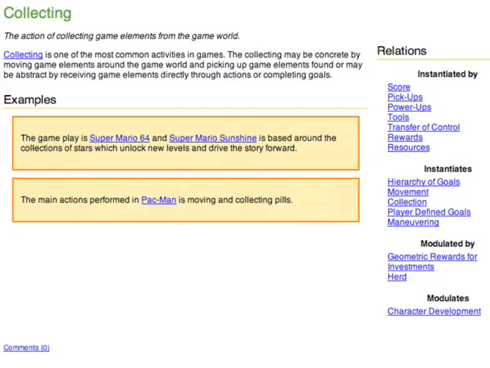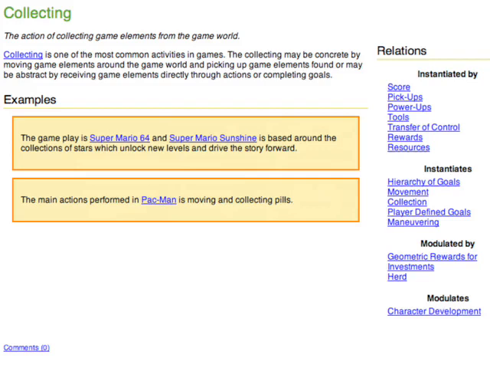And now we have the more detailed description, which says that collecting is one of the most common activities in games. The collecting may be concrete by moving game elements around the game world and picking up game elements found, or may be abstract by receiving game elements directly through actions or completing goals. Okay, that tells us what this pattern is used for. Now we have a couple of examples from different games. And finally we have the relations to other patterns.